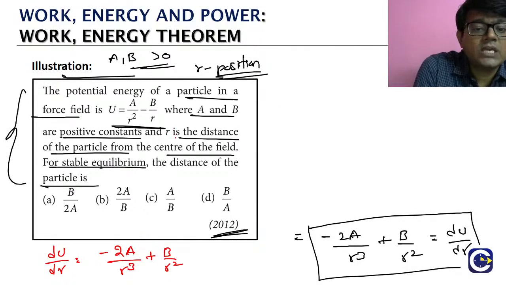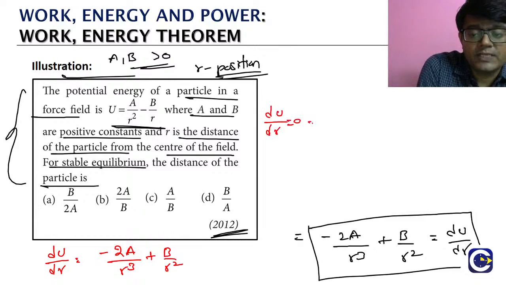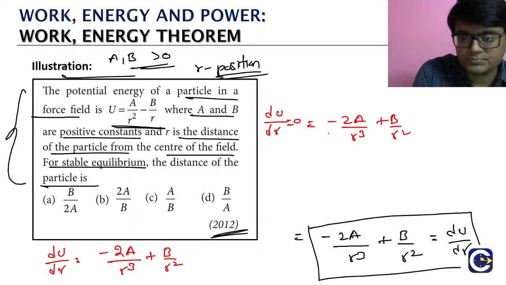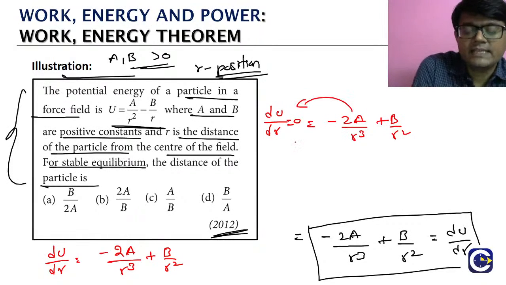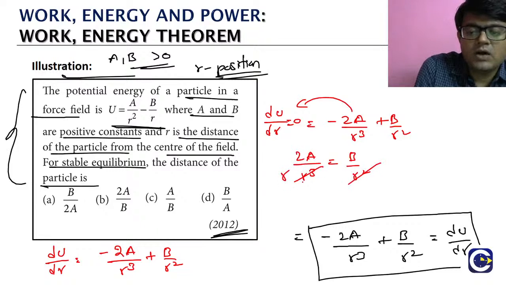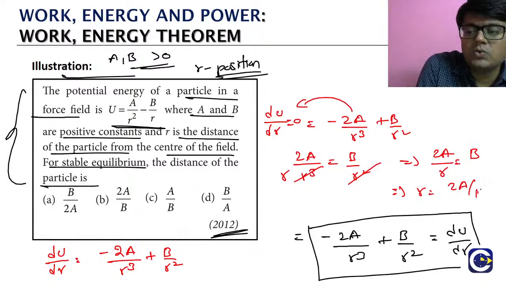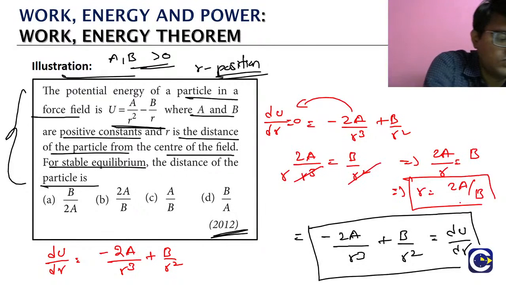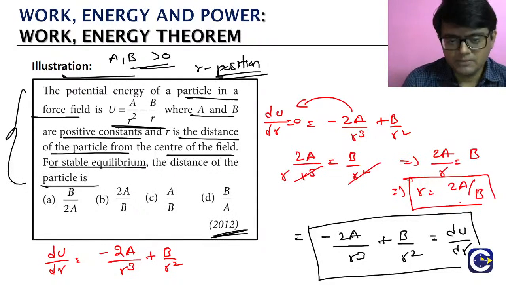Now what do we have to do? We are looking to find the equilibrium, right? How do we find it? The first derivative of the value should be 0, right? Which means minus 2A by R cube plus B by R square is 0. So if you take this to the left side, it will be plus side. 2A by R cube is equal to B by R square. Cancelling one R square, what you will have? 2A by R is equal to B. So what is the value of R going to come as? R will be 2A by B. The value of R we will have is 2A by B.